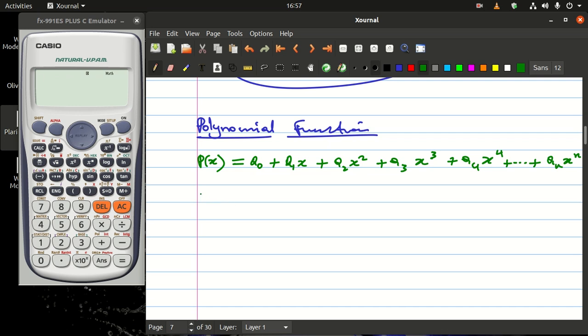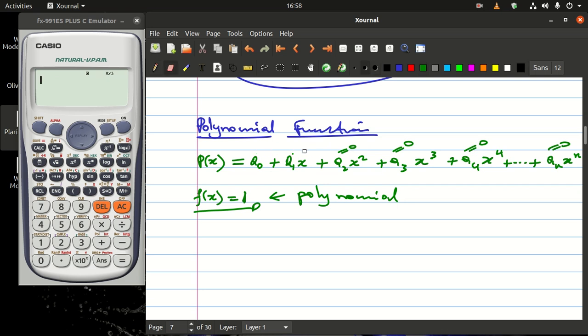Let me give an example. If you have f of x is equal to 1, let's start there, right? By setting a1 equal to 0, and that equal to 0, and that equal to 0, this whole part becomes 0, because 0 times anything becomes 0. So this becomes a0. And now this one you set equal to 1. So this one here is a polynomial. So this is a polynomial.